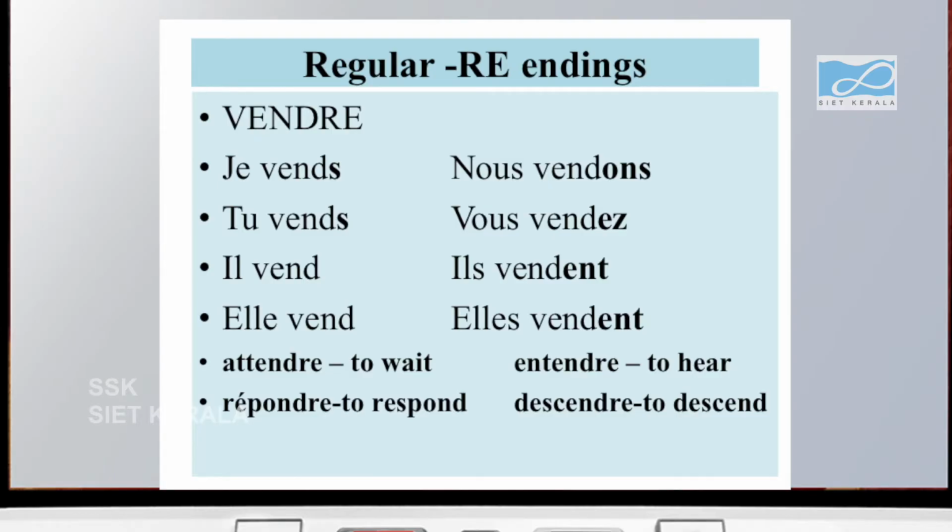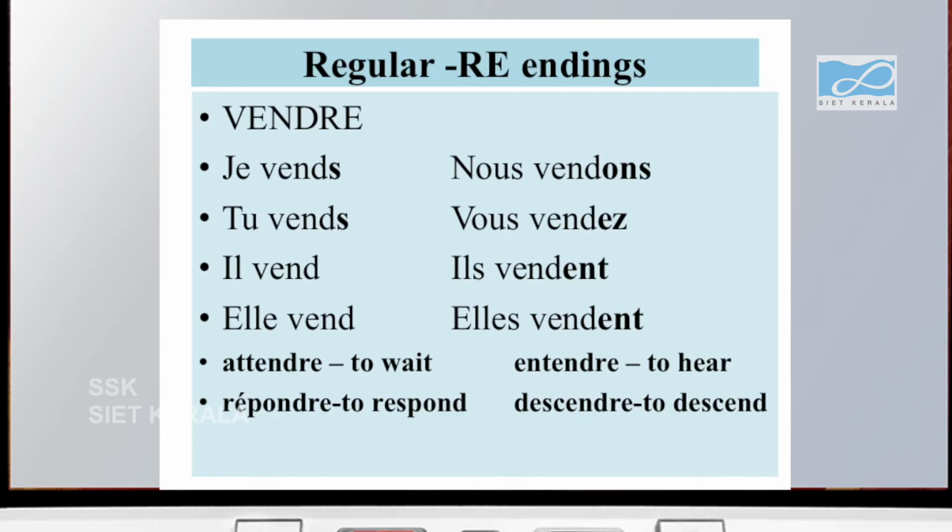Je vends, you get an S there. Tu vends, you get an S. Il or elle vend, you don't write anything there. No ending is added. Then you go nous vendons with the same ER group ending, ONS, vous vendez, EZ, ils or elles vendent with ENT.